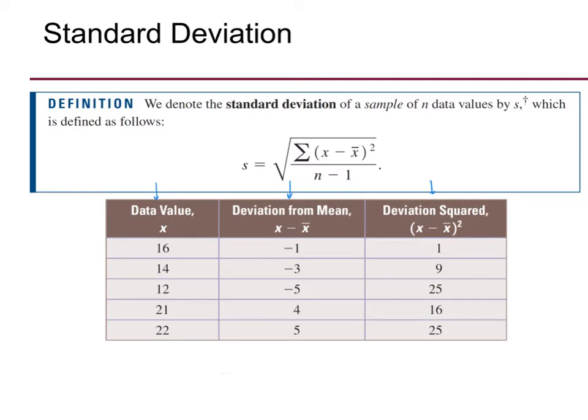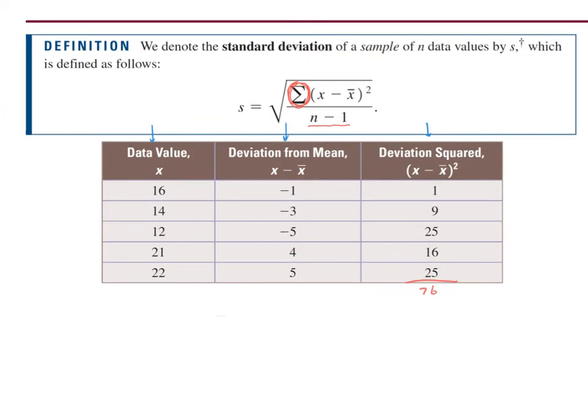Then the next step is we take and sum each of those squared deviations. So I'm going to take this last column here and add 25 and 25, 16, 9, and 1, and I think you get 76 when you add those up. That's the sum part here. The next step is to divide by n minus 1. So let me move this up a little bit. We're going to take 76 divided by n, where n is the number of data points: 1, 2, 3, 4, 5. So 76 divided by 5 minus 1, which is 4. 76 divided by 4 is 19.